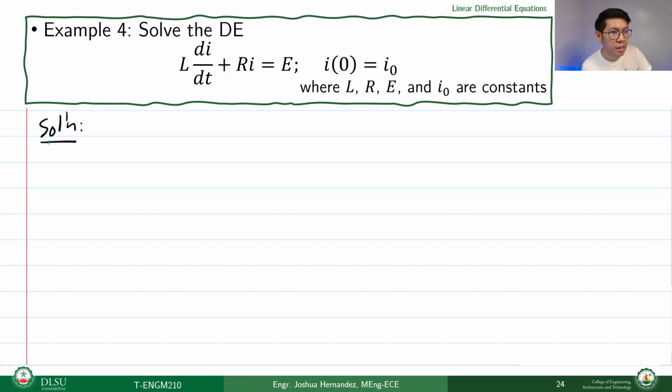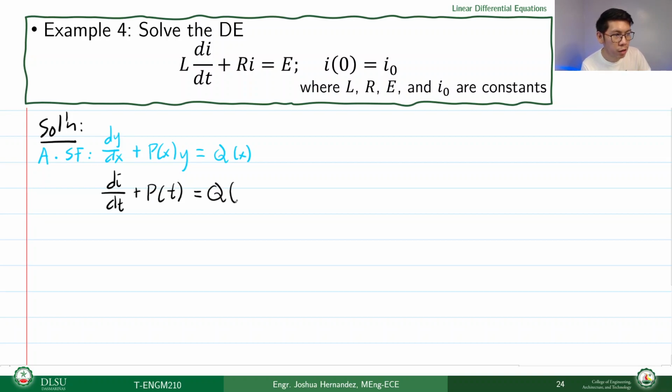So again, we first recognize the standard form, and that is dy/dx + p(x)y = q(x). Looking at it, it is not yet expressed in this form, so we need to transform it to conform to the standard form. We can do that by multiplying 1 over L to the whole equation so that the L in front of di/dt goes away. The variables used are i and t, so this should be di/dt + p(t)i = q(t).